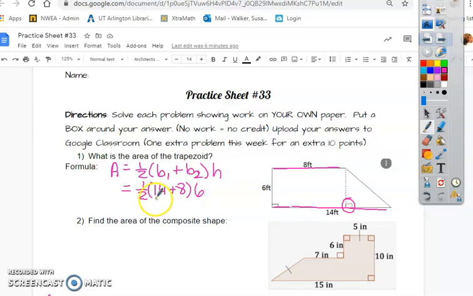So remember PEMDAS. You didn't learn it this year, but you have learned it in the past. Parentheses first, 14 plus 8. What's 14 plus 8? Right? 22.